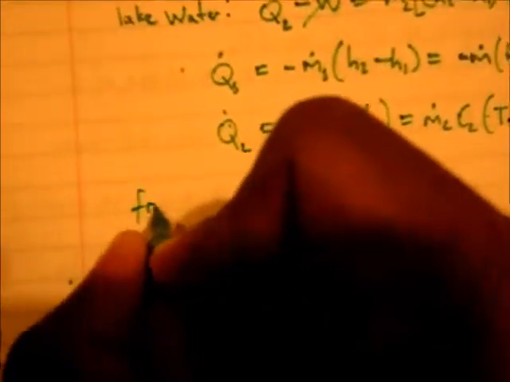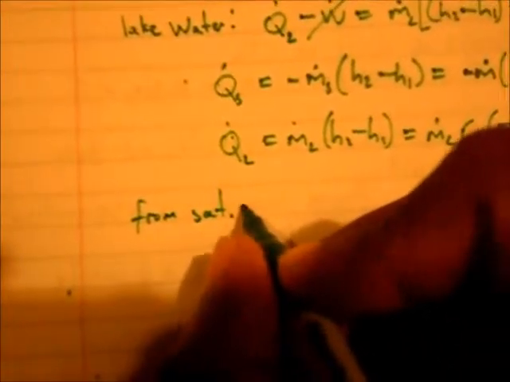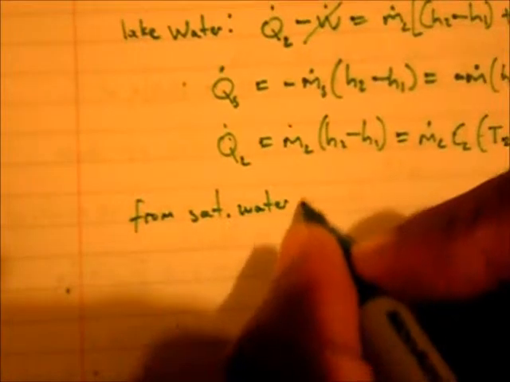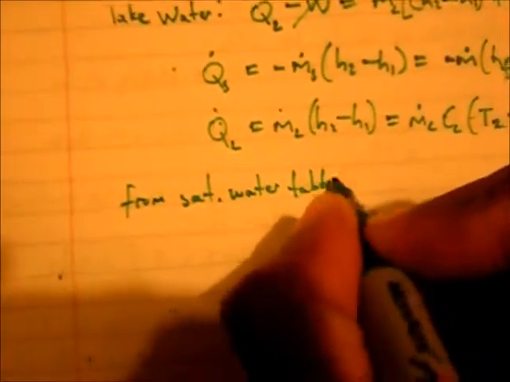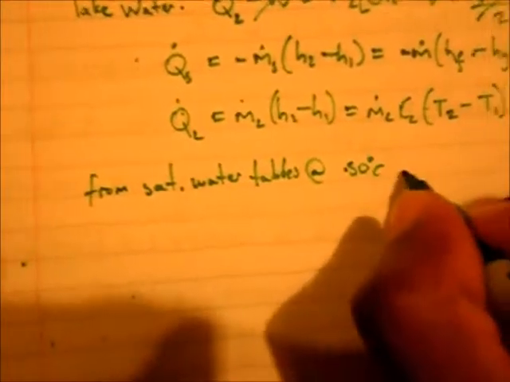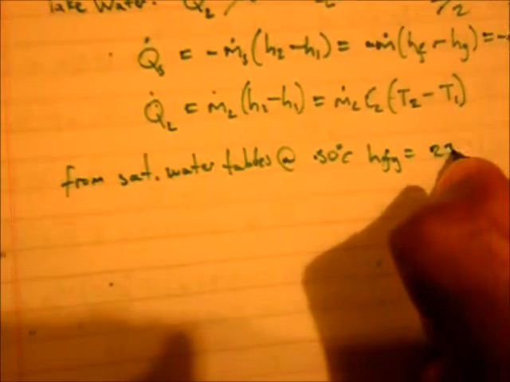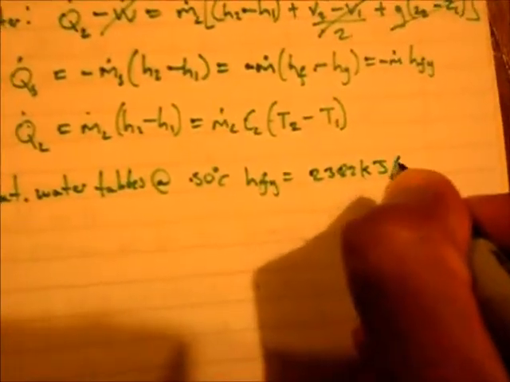And okay, then from our saturated water tables at 50 degrees Celsius, hfg is equal to 2382 kilojoules per kilogram.